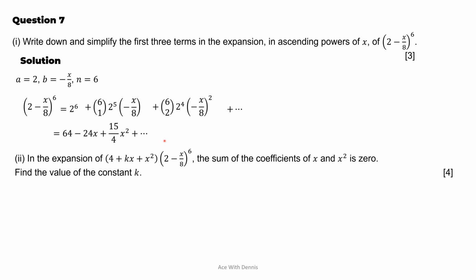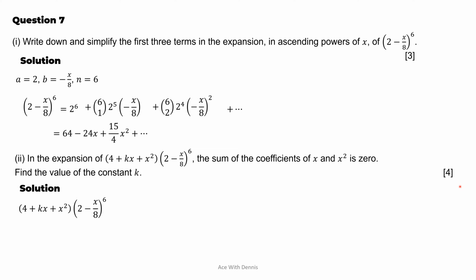2. In the expansion of (4 plus kx plus x squared) times (2 minus x over 8) to the power of 6, the sum of the coefficients of x and x squared is 0. Find the value of the constant k. 4 marks.